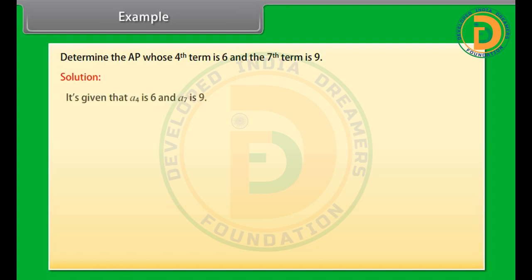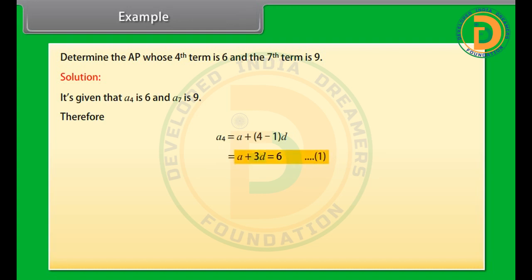Solution. It's given that A4 is 6 and A7 is 9. Therefore, A4 is equal to a plus (4 minus 1)d, which is equal to a plus 3d, which equals 6. Mark it as equation 1. And A7 is equal to a plus (7 minus 1)d, which is equal to a plus 6d, which equals 9. Mark it as equation 2.